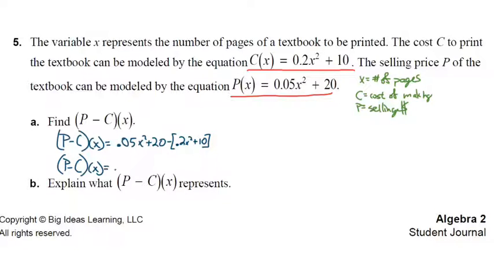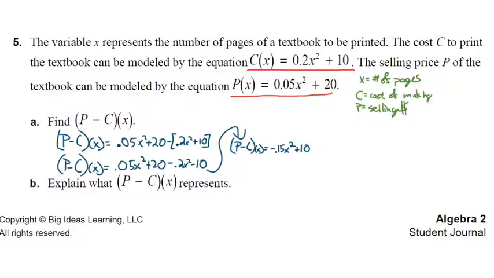equals 0.05x squared plus 20 minus 0.2x squared minus 10. So p minus c of x equals 0.05 minus 0.2, which is negative 0.15x squared plus 10.